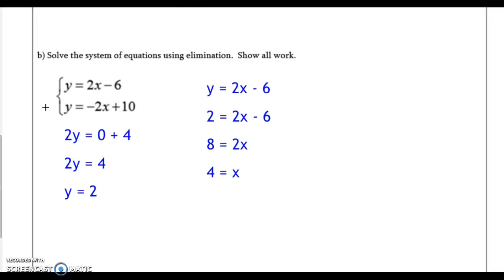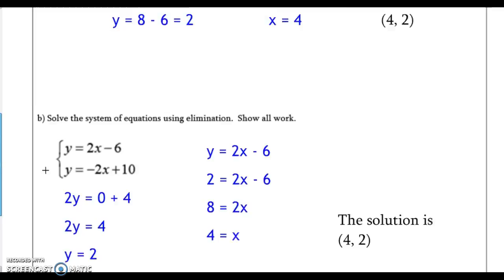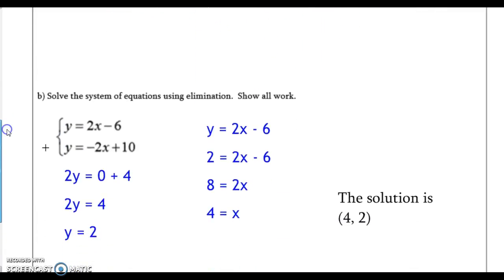And I want you to notice that we were able to find the solution, which is 4, 2. Sound familiar? It's the same exact solution that we got up here because we used two different methods to solve the same problem.